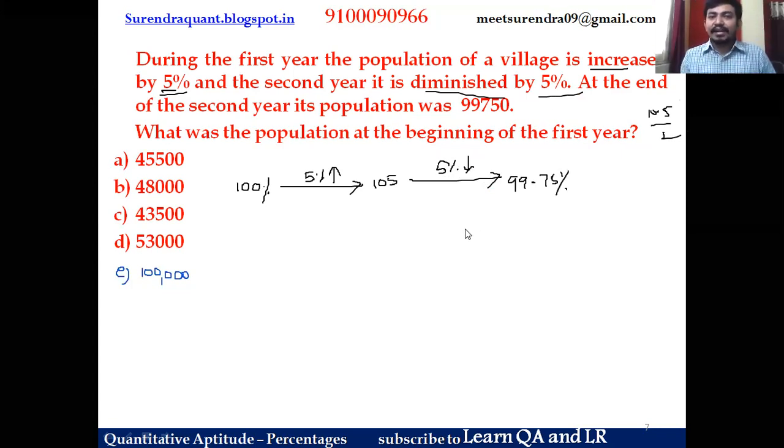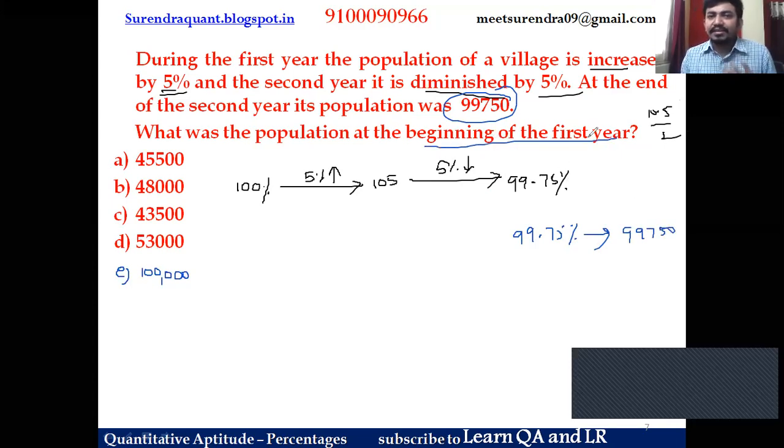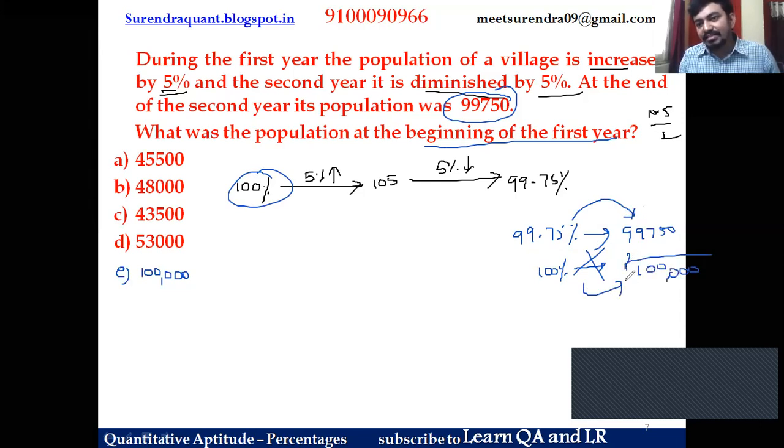Friends, at the end of the second year, the population in terms of percentage equivalent is 99.75%, which is equivalent to 99750. But what is the population at the beginning of the first year? In the beginning of the first year, the population is 100%. Then 100% is what? If you do the cross multiplication, or simply multiply by 1,000, the population at the beginning of the year is 1 lakh, that is option E.